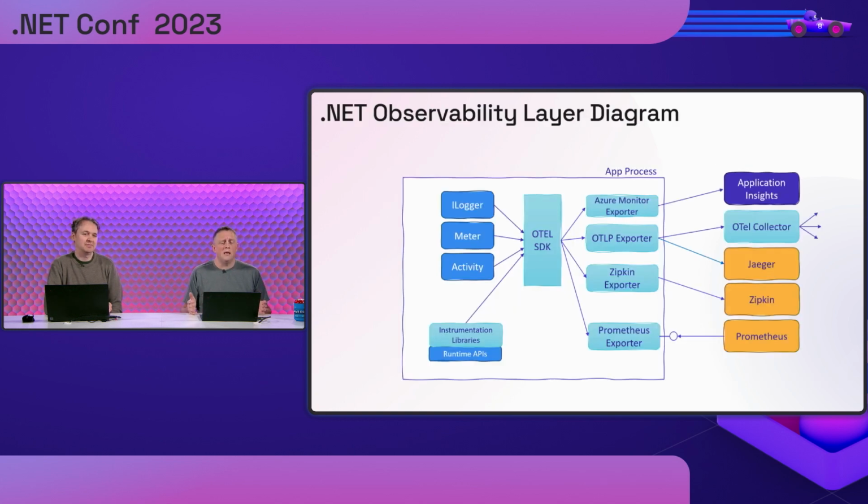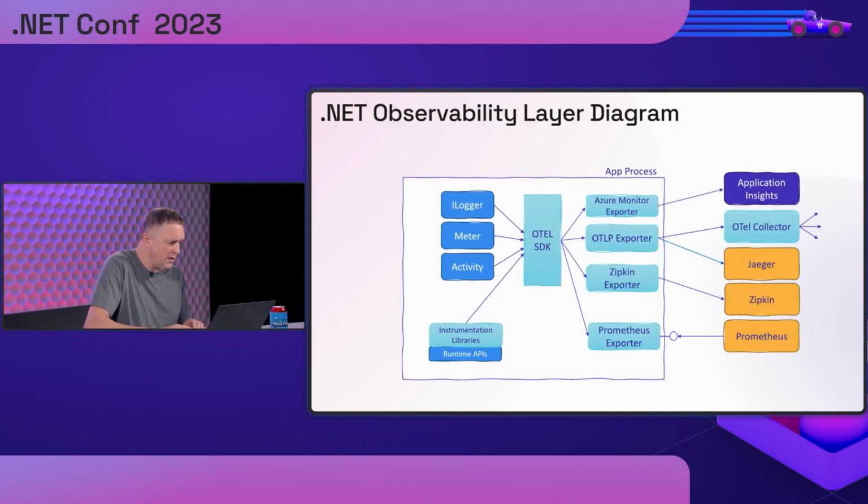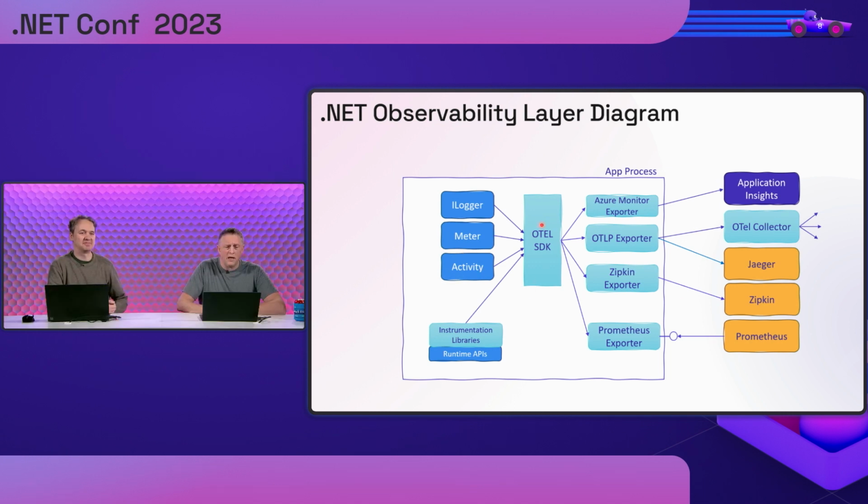So looking at this in relation to .NET, we have our APIs in .NET representing those three pillars of telemetry: ILogger for logging, Meter for metrics, and Activity for distributed tracing. Those are then consumed by the OTel SDK, and there's then a series of exporter components that you can use to talk to different backends. So if you want to work with Application Insights, you'd use the Azure Monitor exporter. If you want to use OTLP, there's an explicit exporter for that.